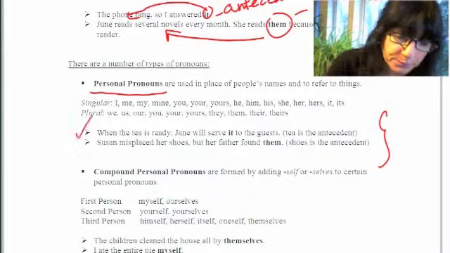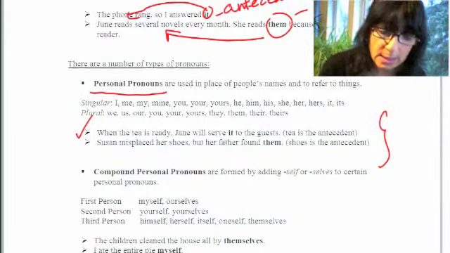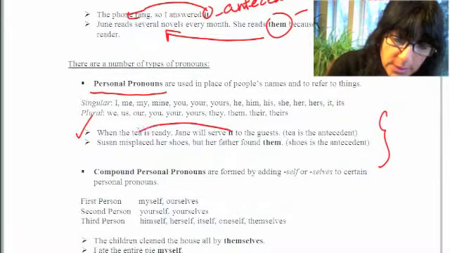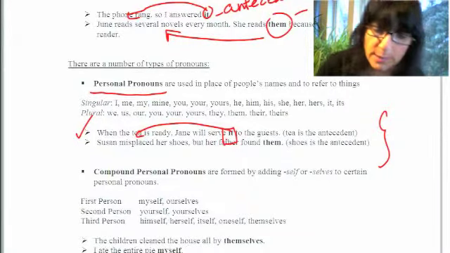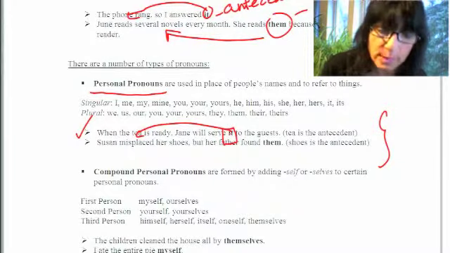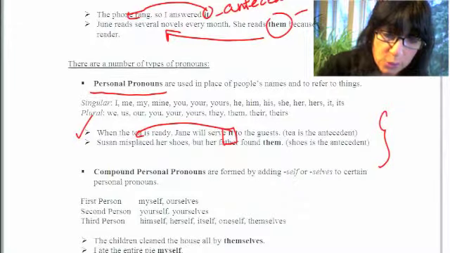The first one. When the tea is ready, Jane will serve it to the guests. So instead of repeating tea again, you've replaced the word tea with the pronoun it. So in this case, tea is the antecedent that's being replaced by the pronoun it. In the second example, Susan misplaced her shoes, but her father found them.